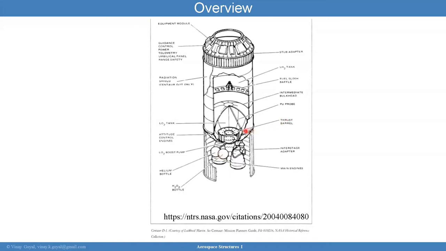You'll have a thrust barrel, intermediate bulkheads, and a lot of these tanks are going to have slosh baffles. These baffles are not meant to be structural; they're meant to prevent sloshing from happening. Here you see a liquid hydrogen tank, and then you can see an adapter. You can also have a lot of guidance and control.